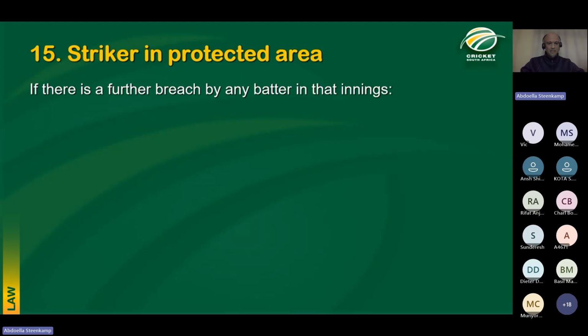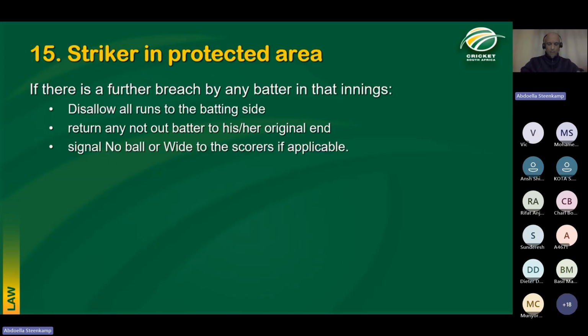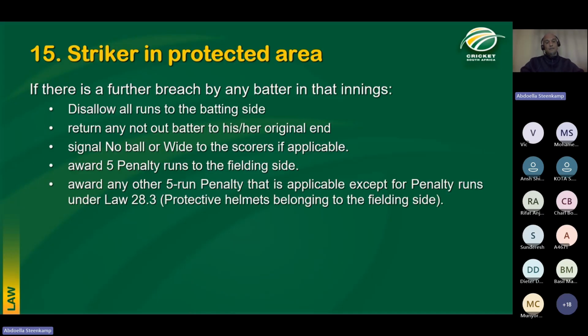So first and final warning, you go first up. What happens again in that innings? Any batter who goes into that protected area, the punishment now is to disallow all runs to the batting side. Any not out batters, send them back to their original ends. If there was a no ball or wide, that stands. 5 penalty runs to the fielding side, plus any other 5 penalty runs that are applicable, except penalty runs relating to the ball hitting the helmet placed behind the keeper. Inform everyone and report to the governing body.